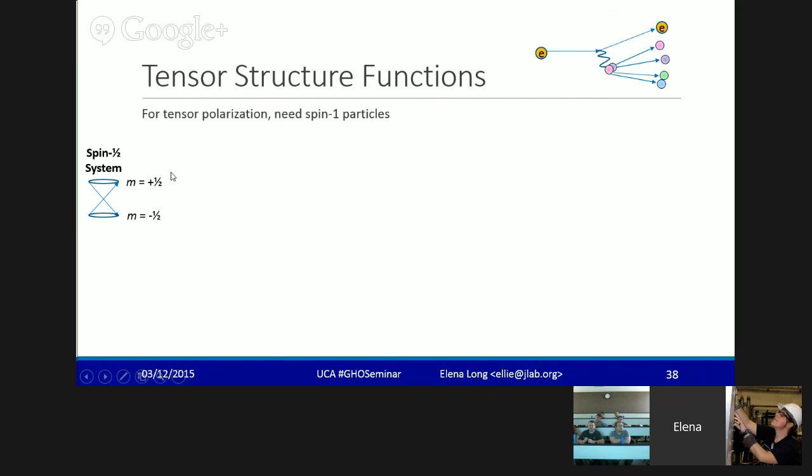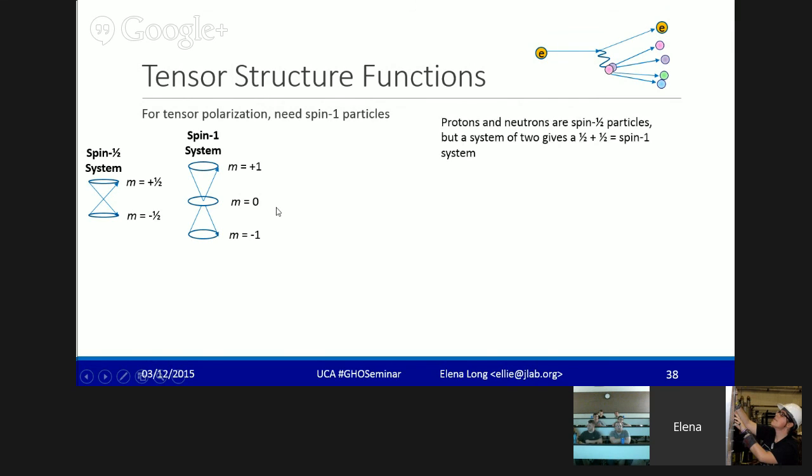For a spin half particle, like a proton or a neutron, they can either exist in this up state or this down state. But if you have a spin-1, quantum mechanics allows for a third, zero state. So we have an up state, a minus state, and a zero state. Protons and neutrons are spin half particles, but if you have one proton and one neutron, you can add them together to get a spin-1 system, and that's what the deuteron is. It's one proton and one neutron in a bound system.